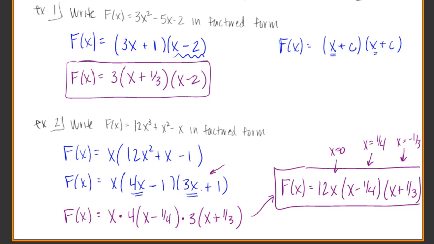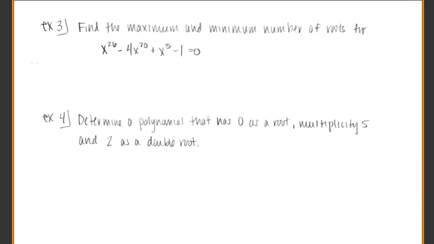Okay, so let's go to example number 3. With this one, we just want to find the maximum and minimum number of roots for this polynomial. Well, up above in your notes, it says that as long as your polynomial has at least one x variable, which it does, it's got 26 sitting here, 70, and then 5. So as long as you at least have 1, then the minimum number of roots is always going to be 1. So the minimum is 1, and the maximum is always your degree.